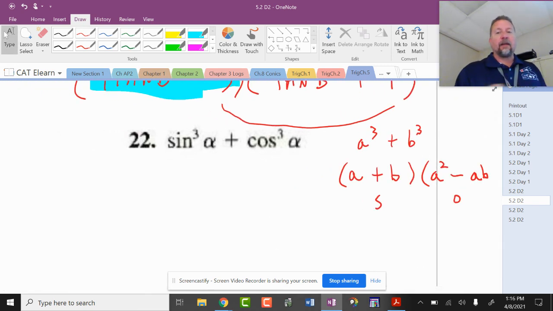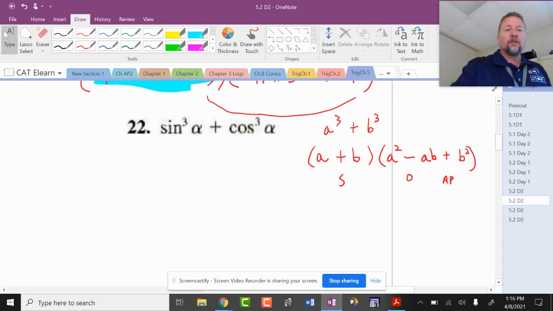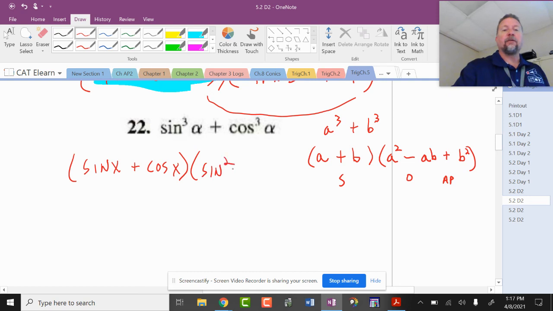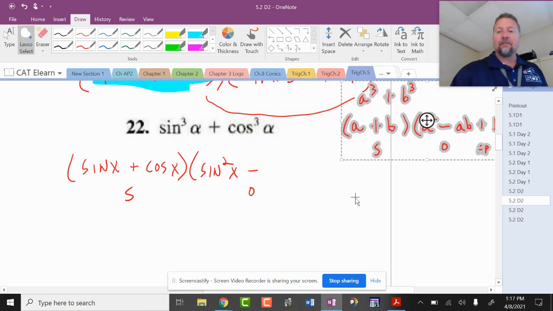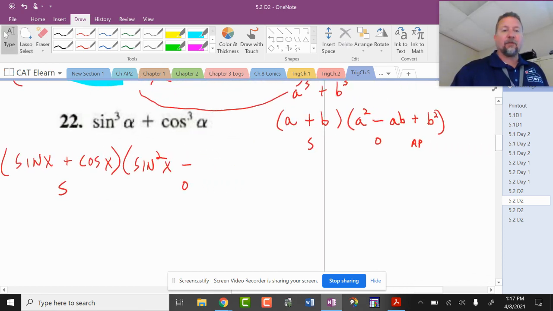Okay, but then something weird happens with this one. So the perfect cube of sine cubed is sine. The perfect cube of cosine cubed is cosine. First term is the first term squared. Same, opposites. All right, this is getting in my way. Okay, but I didn't want to not see it anymore. There we go. Minus these 2 terms multiplied together.